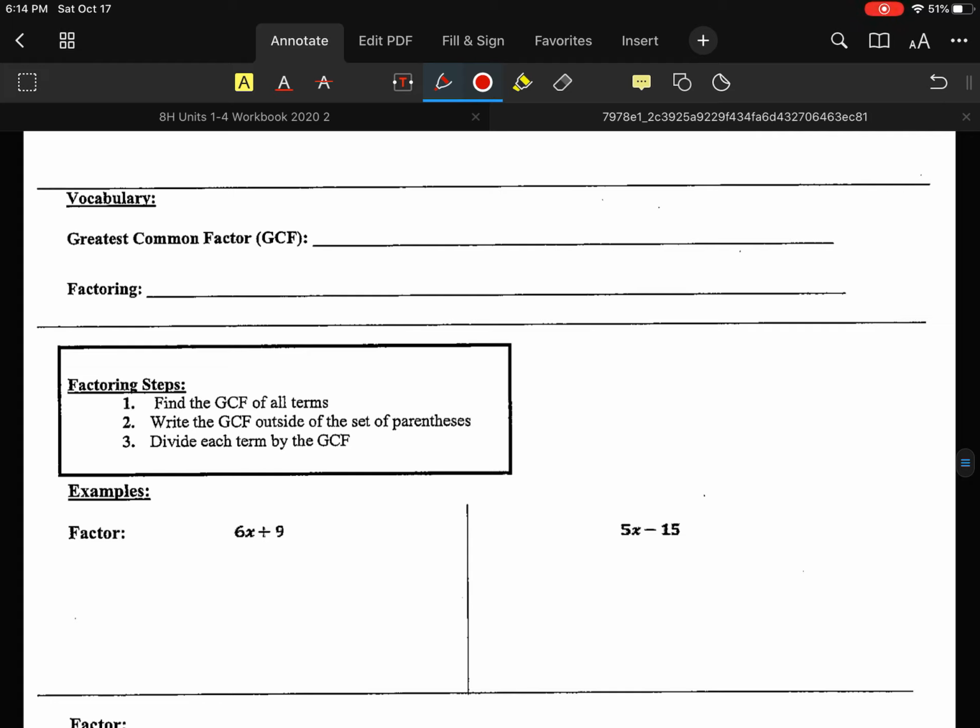So I am on page 86 in your workbook. Greatest common factor we defined, which was the largest or greatest number that can divide into a set of numbers. Okay, today we're going to be using our GCF to factor.